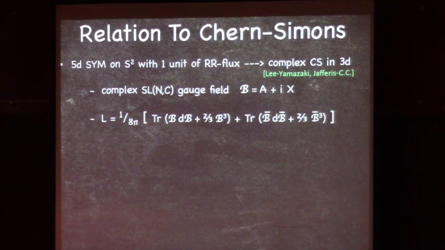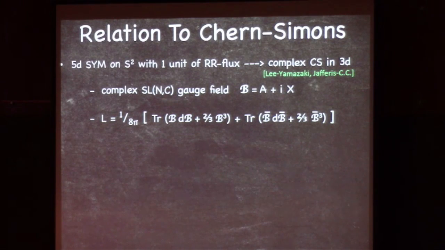And what we found is that the low energy degrees of freedom are a complex SL(N,C) gauge field B. So B you can think of as A plus iX. A here is your ordinary SU(N) gauge field. And X is a triplet of scalars from 5 dimensions that have now become twisted to 1-forms and are naturally combined with A. The Lagrangian for your system is just this sum of Chern-Simons terms for B and B bar. And you're meant to integrate independently over A and X in the path integral and quotient by SL(N,C) gauge redundancy.